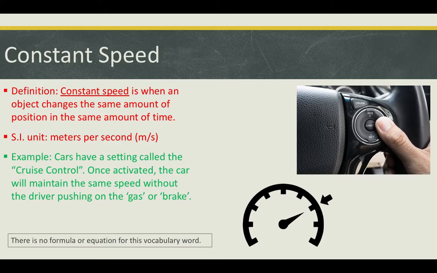A good way to think of constant speed is to think in terms of riding in a car where the driver has set the car on cruise control. What cruise control does is keep the car moving at a steady speed, not speeding up, not slowing down, but staying maybe at that constant 55 miles per hour. So constant speed, moving the same distance in equal amounts of time.